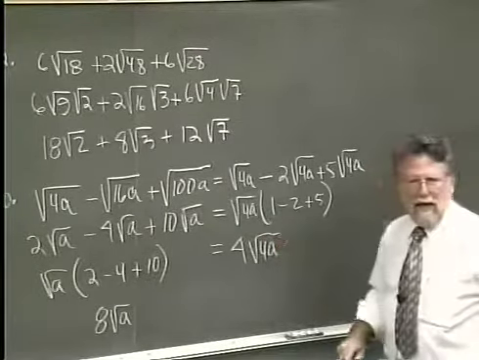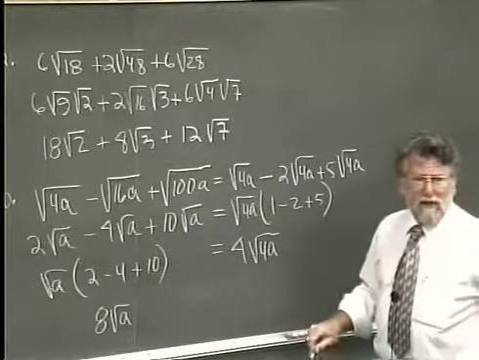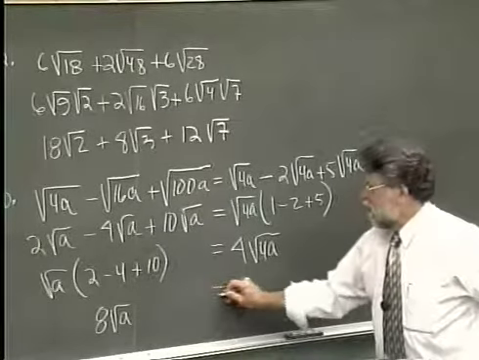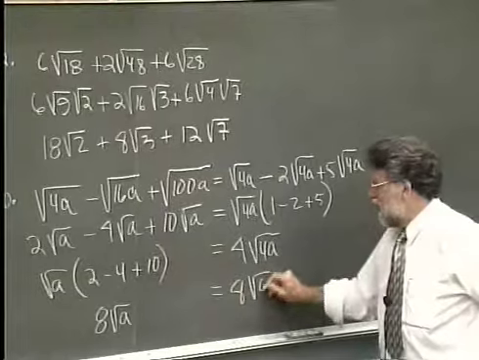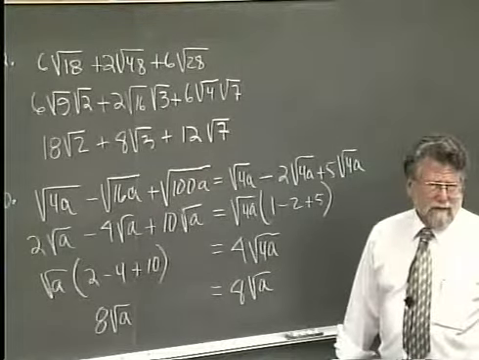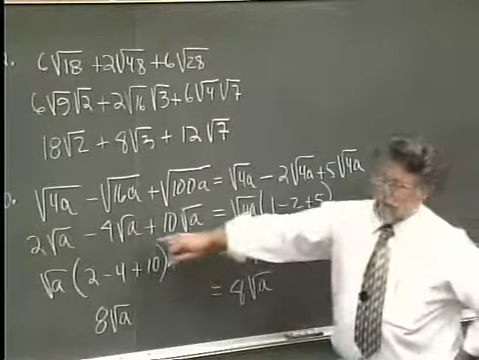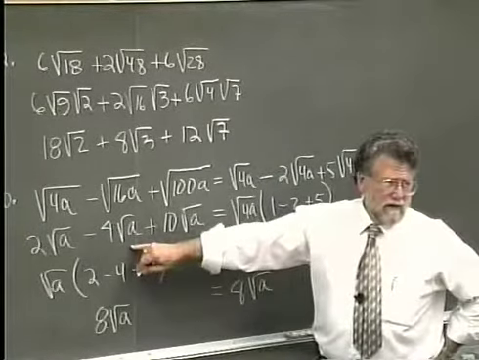But what do you suddenly wake up and realize? The square root of 4 is 2, so that's really 4 times 2, which is 8 the square root of a. Same answer, approaching it in a different way. Which is the better? The first one, the more direct route.